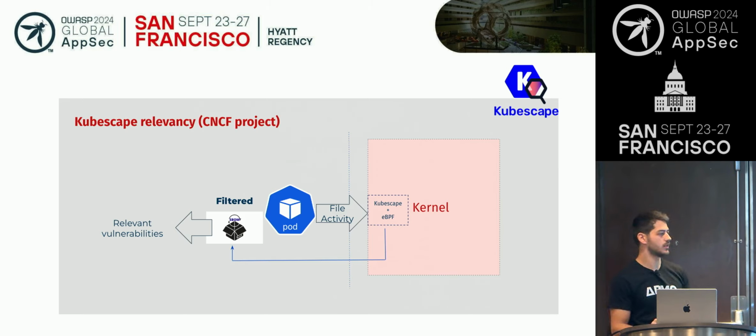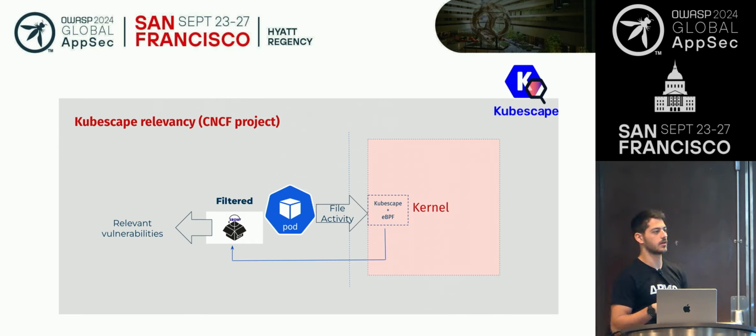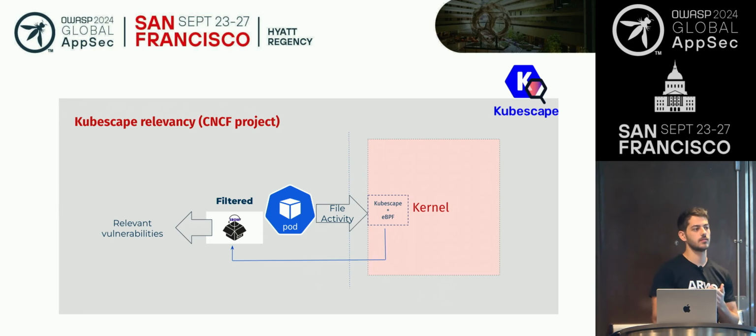And actually, in our production system, it reduced the amount of vulnerabilities by 80%. So what we can do is to create this filtered SBOM and then cross it with the SBOM from tools like Grype, for example. And we create something called the relevant vulnerabilities. So you only get the vulnerabilities that are actually being loaded into memory.